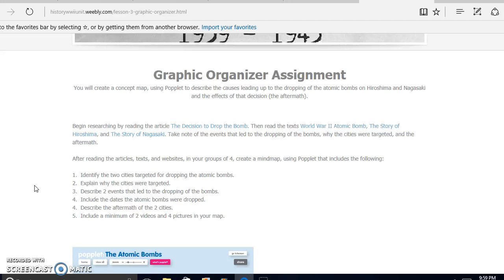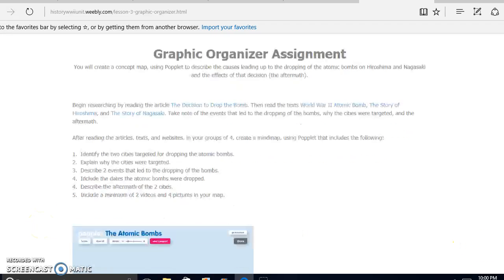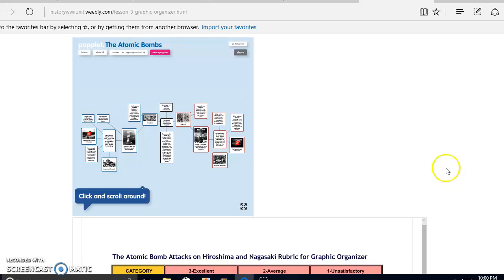They will need to identify the 2 cities targeted for dropping the atomic bombs, explain why the cities were targeted, describe 2 events that led to the dropping of the bombs, include the dates the atomic bombs were dropped, describe the aftermath of the 2 cities, and include a minimum of 2 videos and 4 pictures in their maps. Here's an example of the Popplet that I have created.